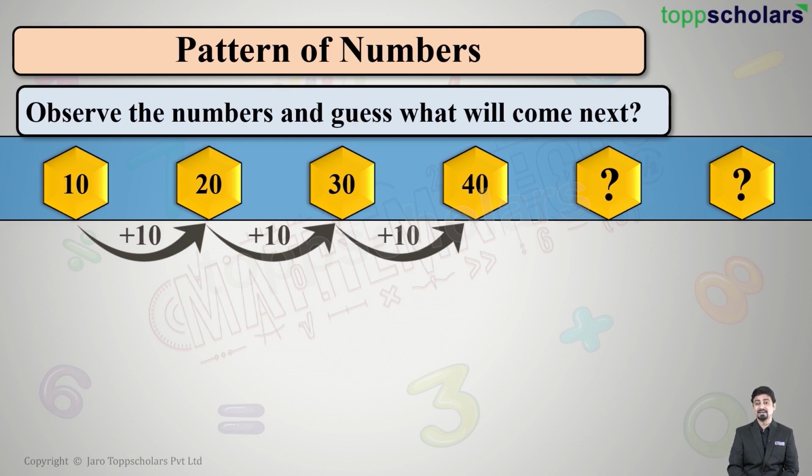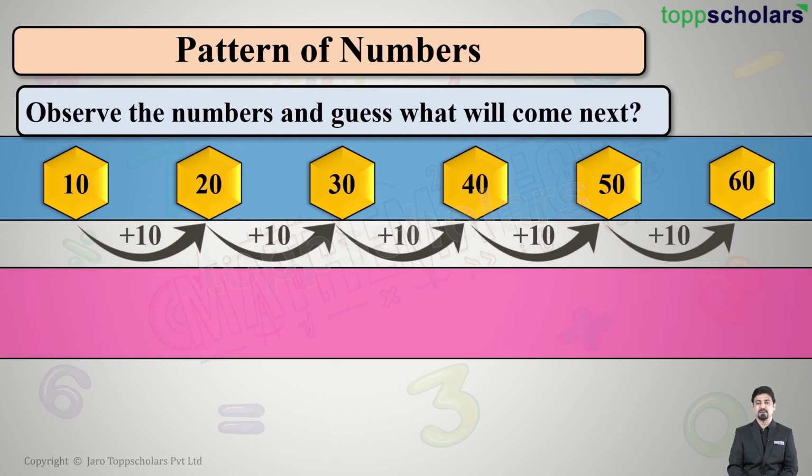So how will you get the next number? Plus 10. 40 plus 10, 50. Next number, plus 10. 50 plus 10, 60. Pattern complete. Let's take the next example.